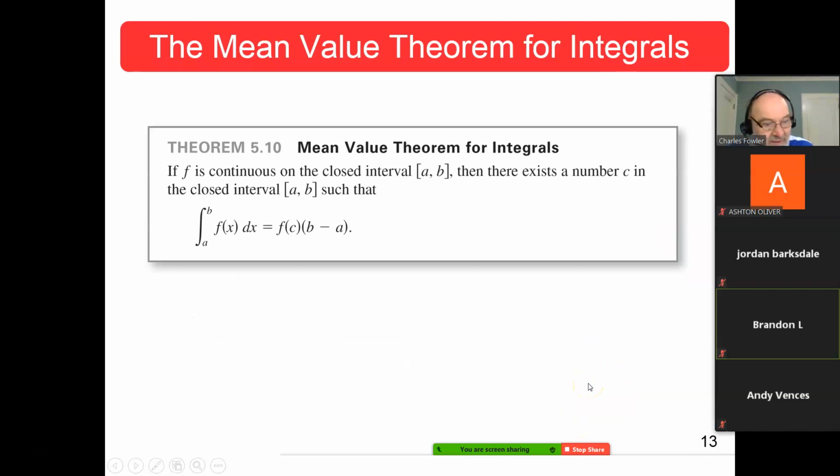All right. Now here it's stated as a theorem. If f is continuous, and f has to be continuous, you can't have any breaks and holes and things like that, on the closed interval from A to B, then there exists a number C somewhere on that closed interval A to B such that the area under the curve, that whole curve f of x, that continuous function f of x, is equal to f of C times B minus A, the length of that interval.